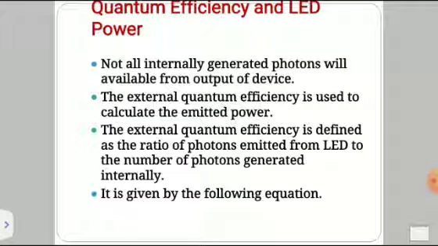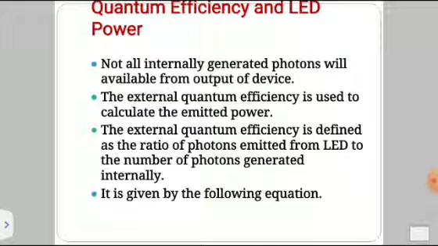Now, continuing further, not all internally generated photons will be available from the output of the device. There is some difference between internal power and external power. The external quantum efficiency is used to calculate the emitted power. So some amount of photons will be lost. Photons are generated inside, but when you are collecting outside, some amount will be lost, due to some coupling loss or some other loss.